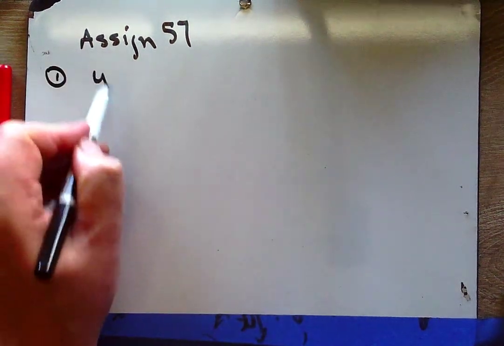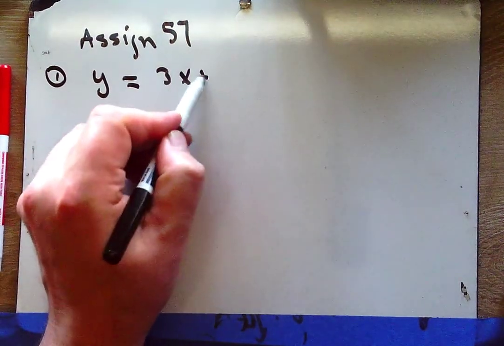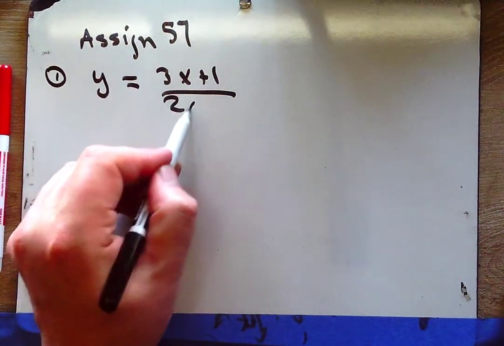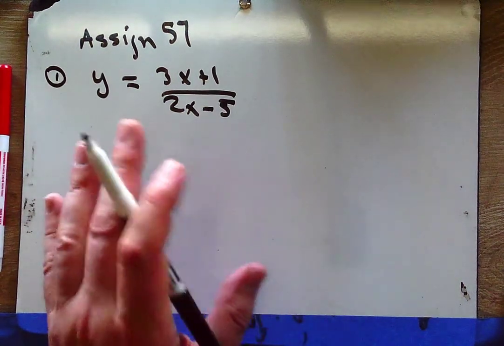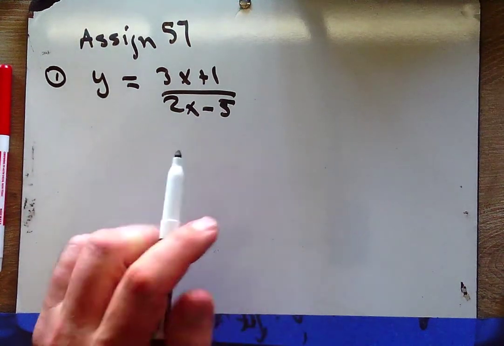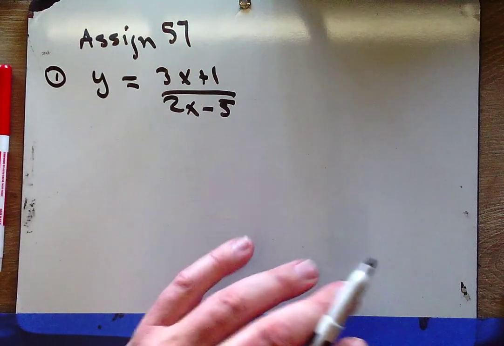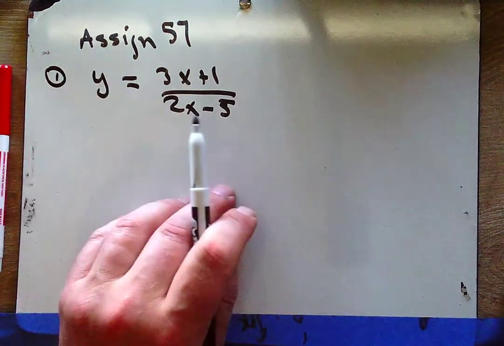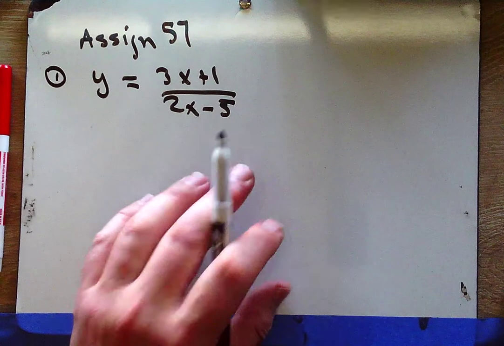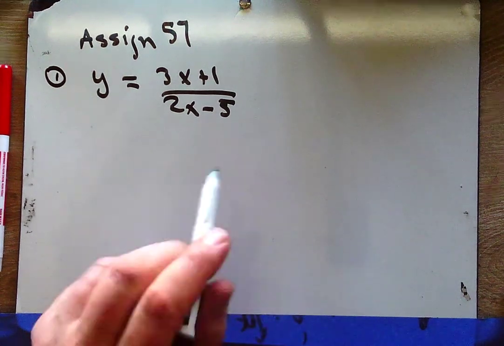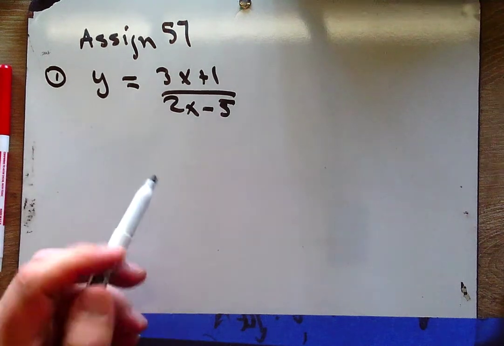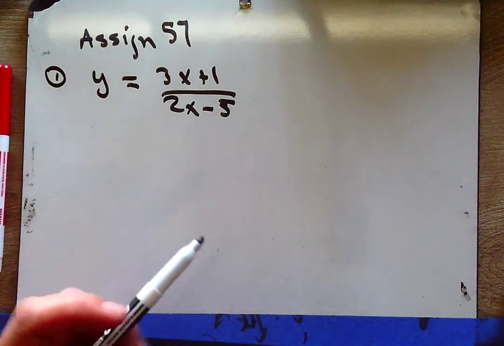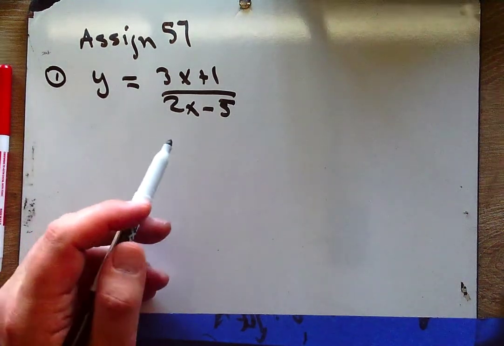Number one, y equals 3x plus 1 over 2x minus 5. Okay, now I am going to say this is assignment 57 and it's review. So I'm going to go through these at a pretty quick pace. If you want the slower pace, you should probably go back to assignment 55 video where I spend a lot of time talking about the basics.